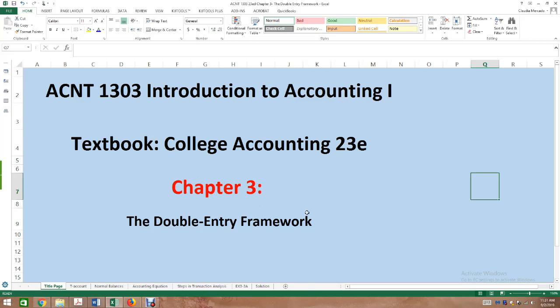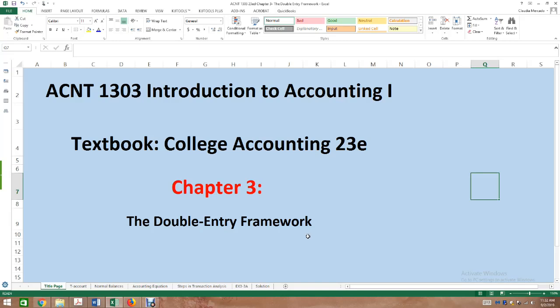Chapter 3 deals with the double entry framework. Okay, and this is Chapter 3 for Accounting 1303, Introduction to Accounting 1. And we are using the College Accounting Textbook 23rd edition. Okay, so I'm just going to go ahead and provide a short overview of some of the key concepts in Chapter 3. It is your responsibility to read the entire chapter.